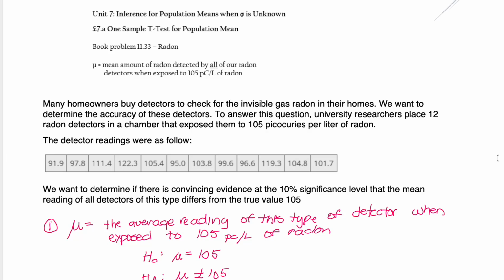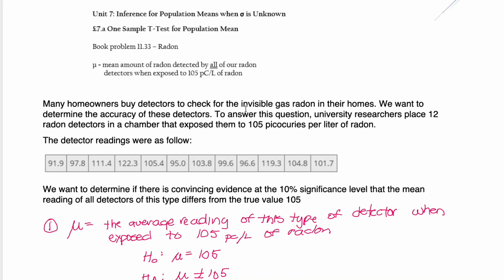In here, we're gonna officially step into T-World and start Unit 7. The first lesson we're gonna cover in this video is inference for population means when sigma is unknown, and we're gonna do a one sample t-test for a population mean. This is a question that I pulled out from the book.